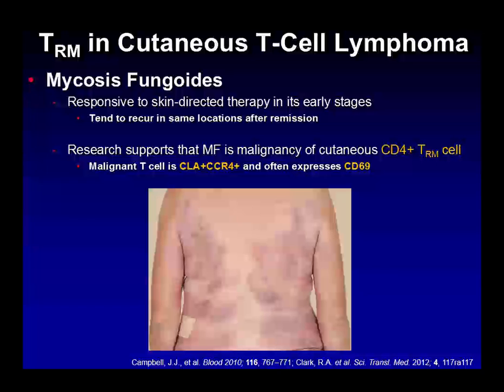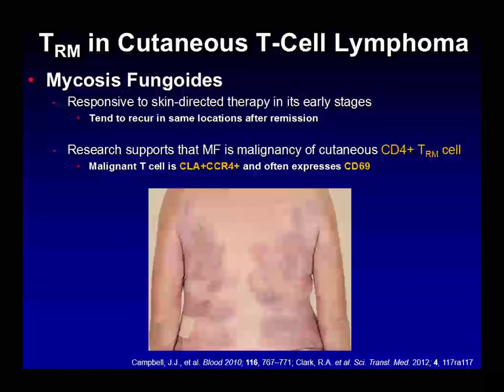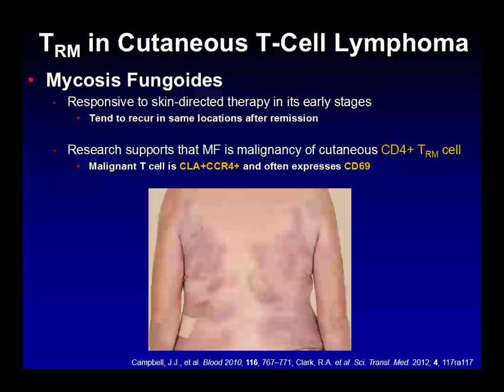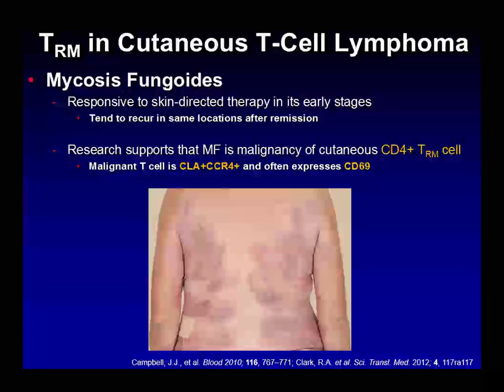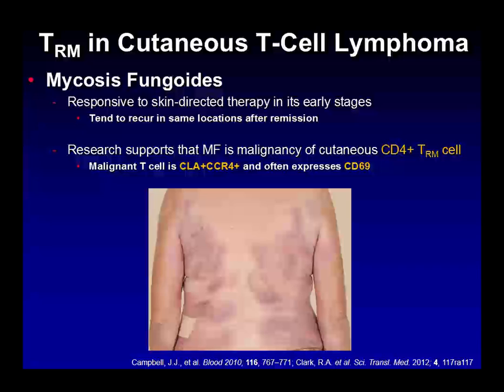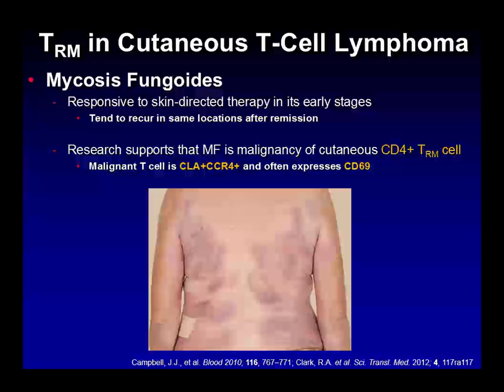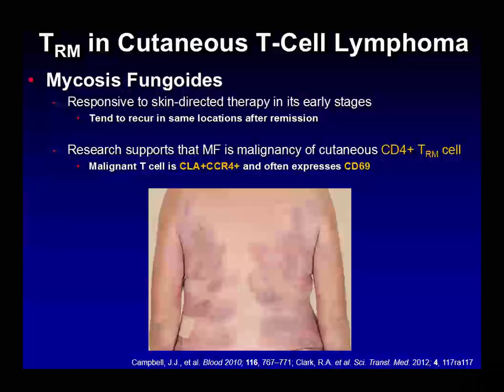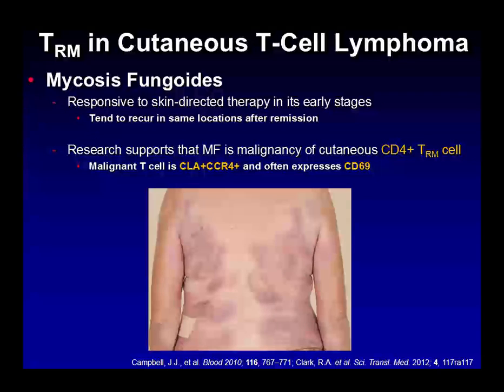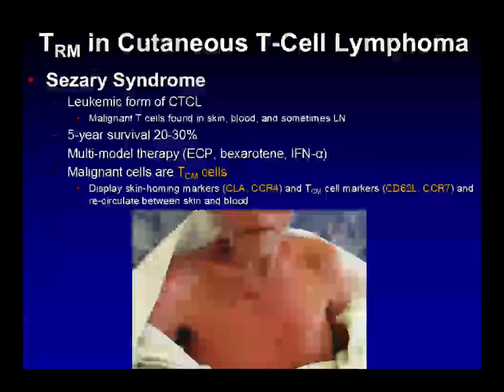Mycosis fungoides, by and large, is responsive to skin-directed therapies, especially early in the disease process. And like psoriasis and like fixed drug eruption, when patients flare or when they're taken off a medicine and the disease recurs, their patches and plaques and tumors tend to recur at the same anatomic locations. And in fact, research has shown that mycosis fungoides is a malignancy of CD4 positive skin resident memory cells. These cells express CLA, CCR4, and CD69, one of the markers that we've seen is a marker for resident memory T cells.